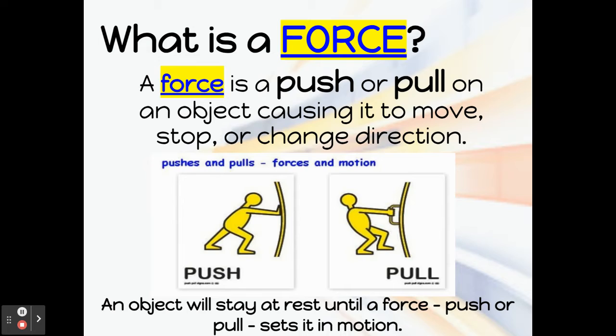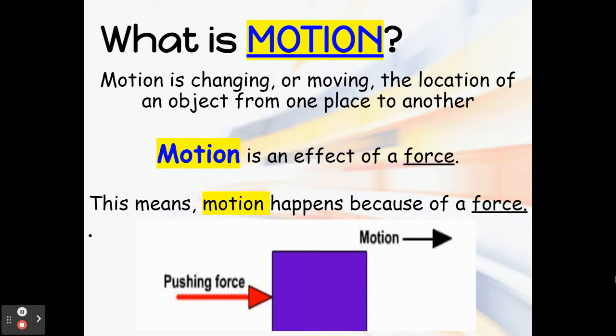We also learned that an object will stay at rest until a force, or push or pull, sets it in motion. We also talked about motion, and that motion is changing or moving the location of an object from one place to another. And that motion is an effect of a force, which means motion happens because of a force. Just like how if we pushed an applied force to this side of the box, it would move forward.